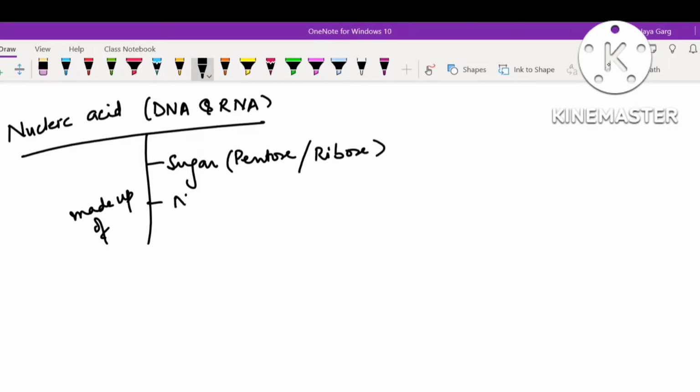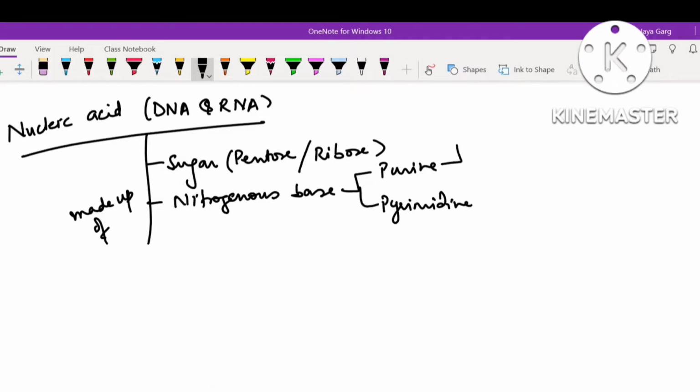Then it is having nitrogenous base. How many types of nitrogenous base? Two types. Purine, pyrimidine. How many types of purine? Adenine, guanine. Pyrimidine, two types, thymine and cytosine. And it is having phosphoric acid.